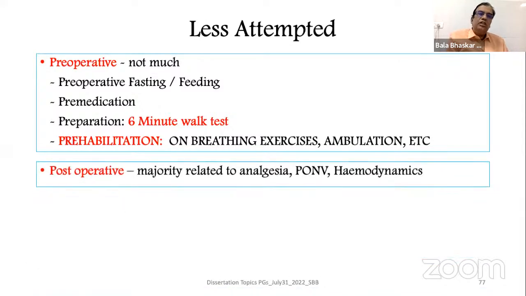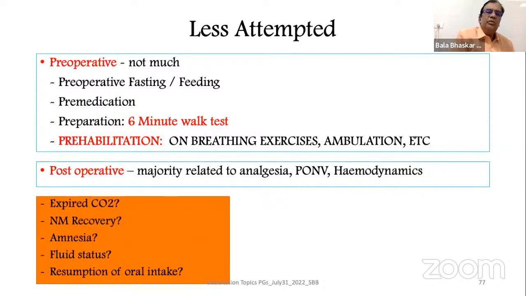And the post-operative related, so normally we talk about analgesia, PONV and hemodynamics, but can we do better? So we can always talk about, for example, how many of us have checked the sedation and the expert permanence in the post-operative period? We have not done much thesis on neuromuscular recovery, then the amnesia part, the fluid status in the post-operative period, resumption of oral intake, because we are mainly focused upon analgesia and other things. I think these are some of the ideas which come to my mind.